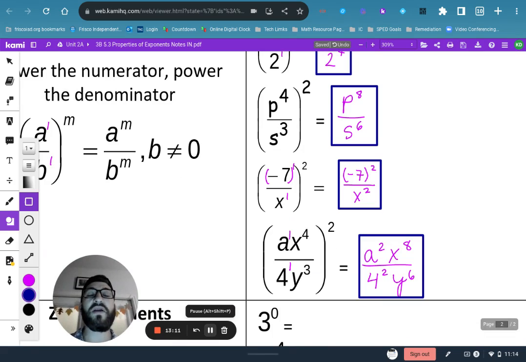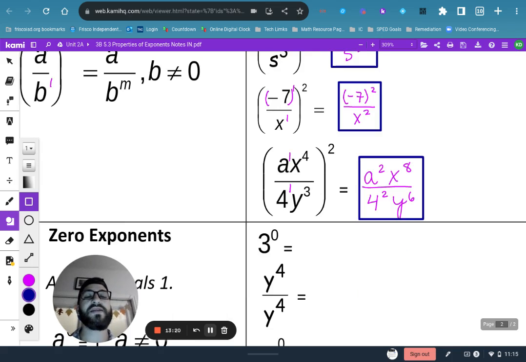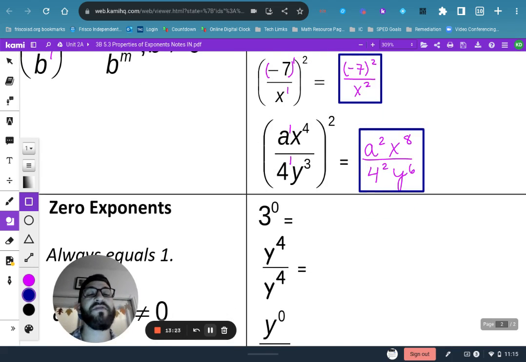All right, so p to the fourth over s cubed, parentheses squared. Distribute that 2, multiply, so p to the eighth and s to the sixth. And then last one, a to the first, x to the fourth over 4 to the first, y cubed, all parentheses squared, so multiplying everything by 2, a squared, x to the eighth, 4 squared, and y to the sixth. So hopefully relatively straightforward still for you.